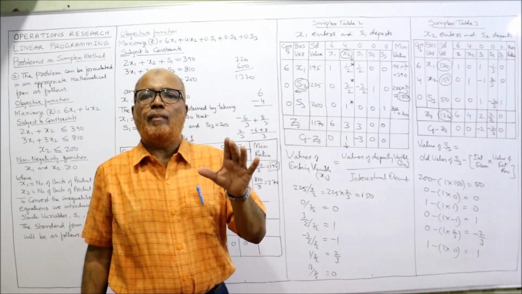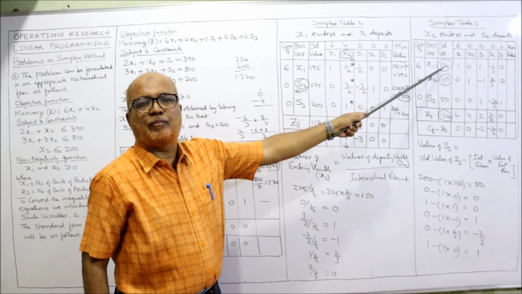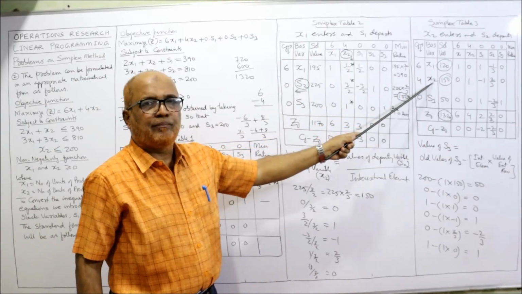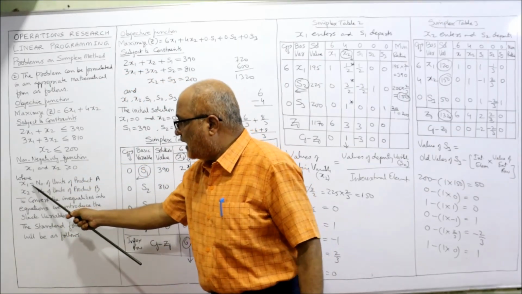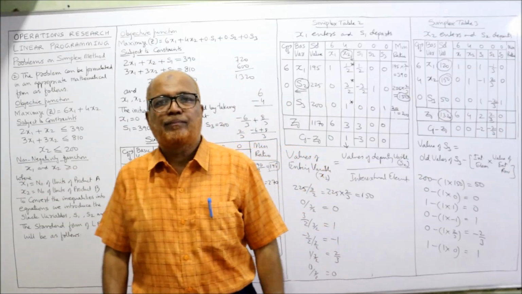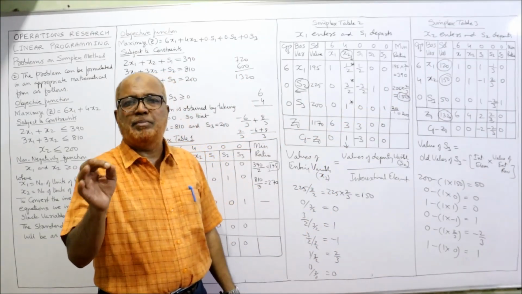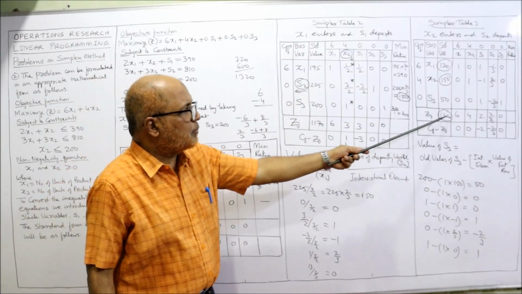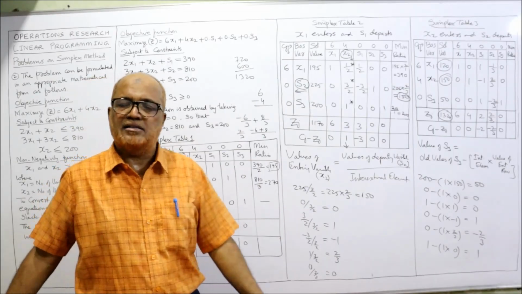So in order to maximize the profit, 120 units of product A, 150 units of product B, because x1 is the number of units of product A. Here you have written x1 number of units of product A, x2 number of units of product B. So 120 units of A, 150 units of B must be produced in order to get a maximum profit of rupees 1320. That is the final answer.